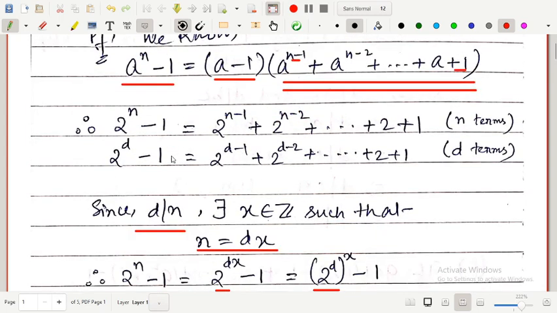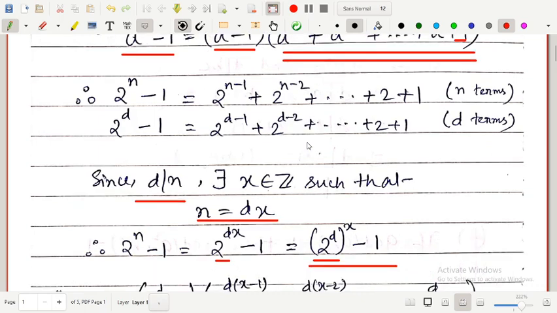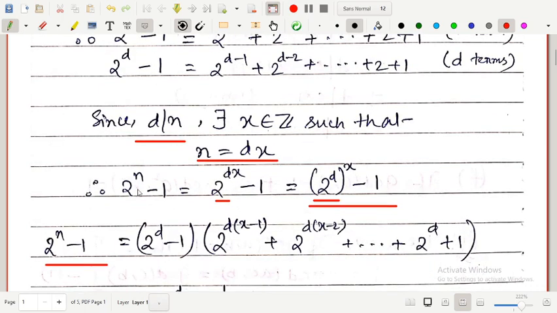If you compare this to the expression, what are we getting? In place of a, we are writing 2 to the power d, and in place of n, we are writing x. So the expression we are getting is 2 to the power n minus 1 equal to 2 to the power d minus 1 into 2 to the power d whole to the power x minus 1, that is 2 to the power d into x minus 1. Again we are using the formula a to the power m whole to the power n is equal to a to the power m into n.